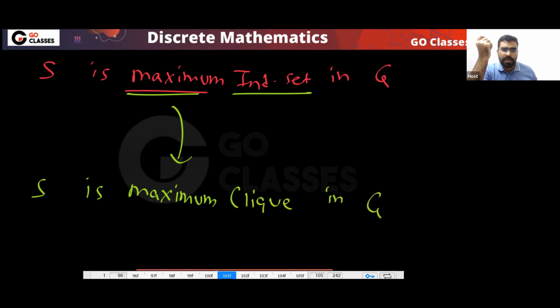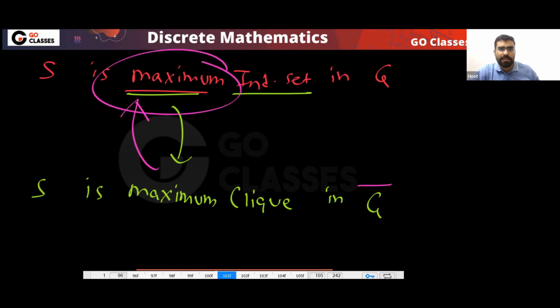Okay, so remember, if S is a maximum independent set in G, then it will become a maximum clique in G complement. So this will happen. Yes or no? Very simple. Is this clear to everyone?